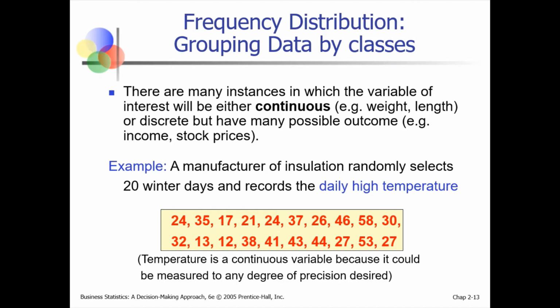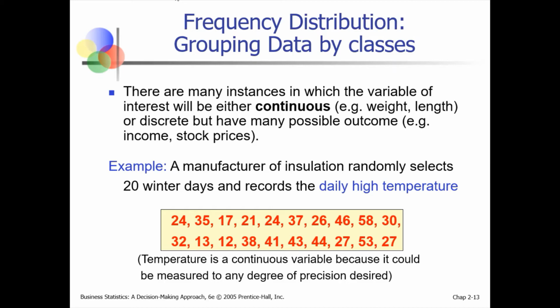So far, our frequency has been simple values. But it can also be used with ranges. So, in frequency distribution, by grouping the data by classes, we use this because there are many instances in which a variable of interest will be continuous. That is, it is not discrete, meaning the values cannot be listed one by one. Same as last time, we have ranges.